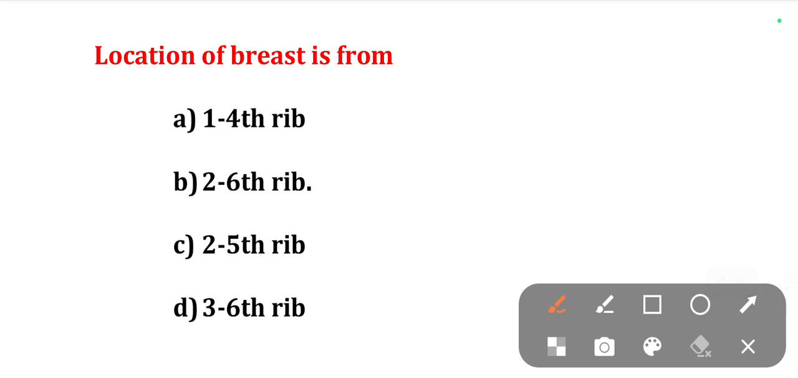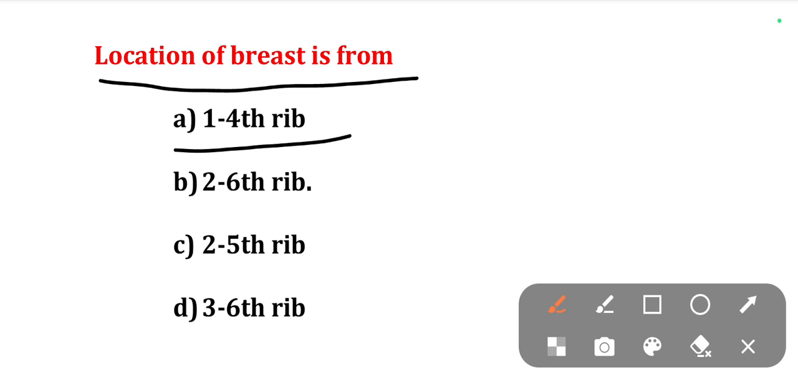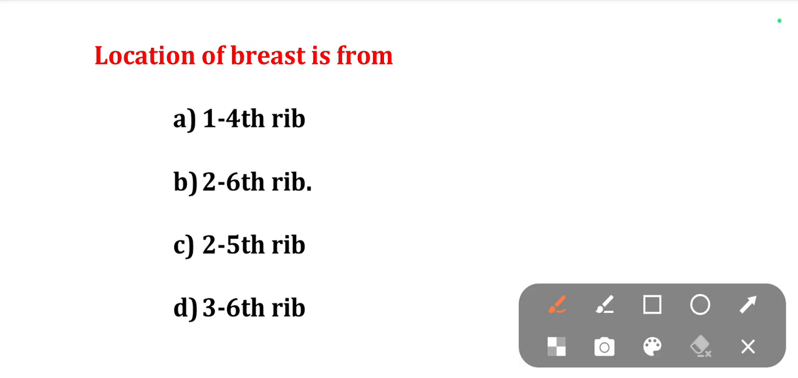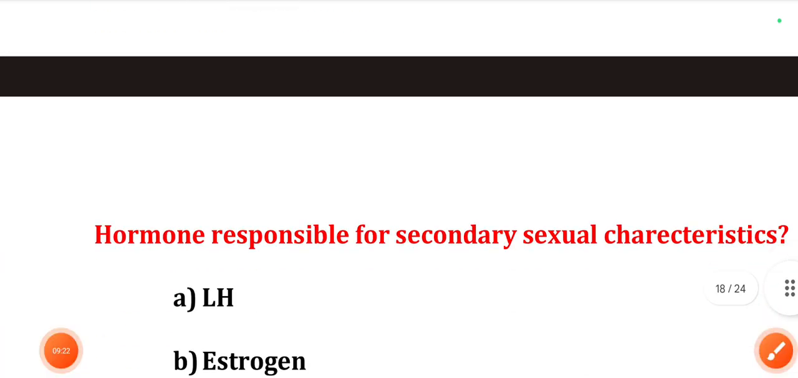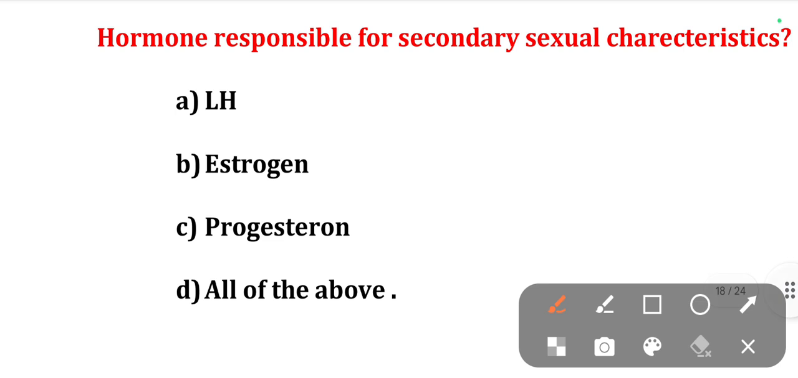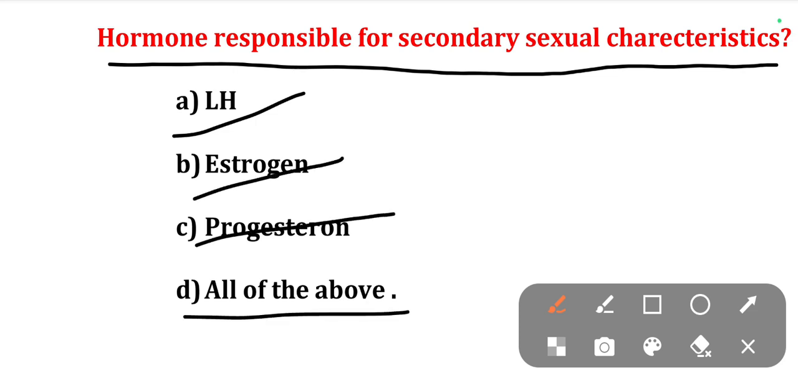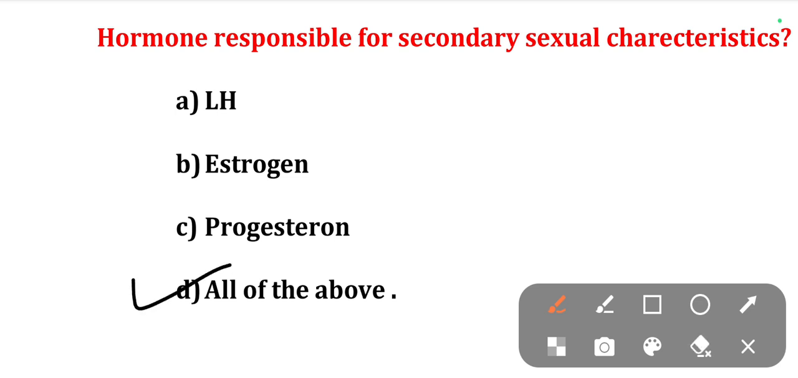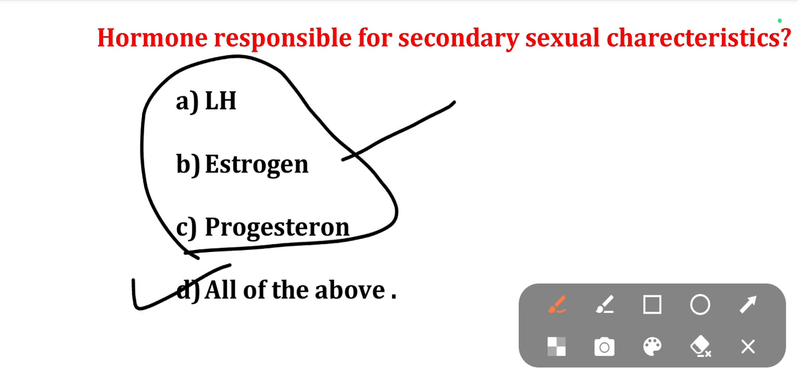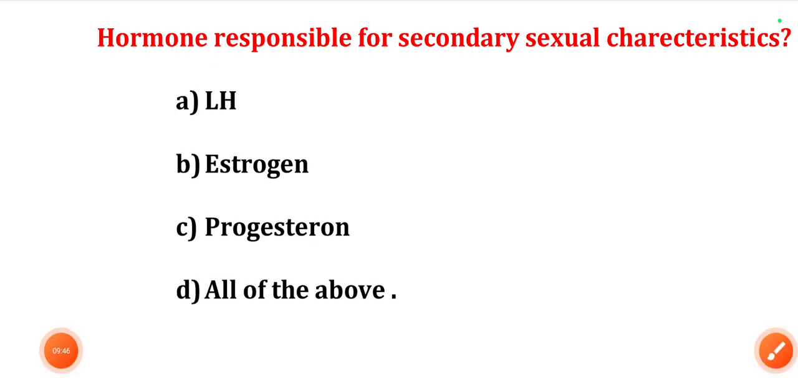The next one is the location of breast. Options: 1st to 4th rib, 2nd to 6th rib, 2nd to 5th rib, and 3rd to 6th rib. The right one is the 2nd to 6th rib is the location of breast. The next one is hormone responsible for secondary sexual characteristics. Options: LH, estrogen, progesterone, and all of the above. The right one is all of the above. So these three hormones are responsible for having the secondary sexual characteristics in the woman or girl.